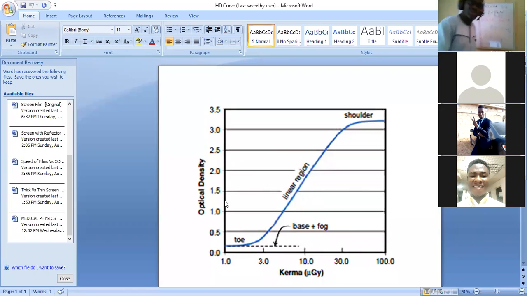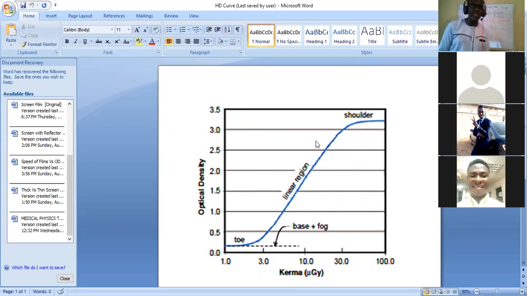So this region, 0.13 to 0.18, defines the base and fog region. Then slightly above it, if we begin to increase the exposure, the graph begins to take a linear shape. At the end of the day, we have a very linear region till around the shoulder portion, when the exposure has reached a very high end.